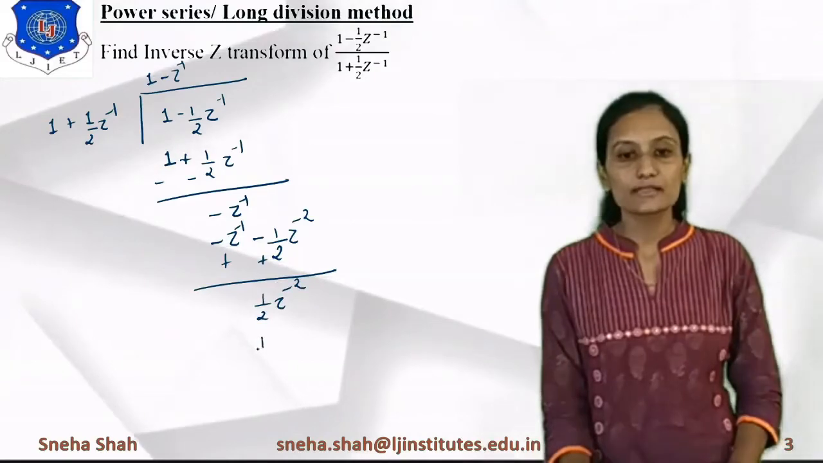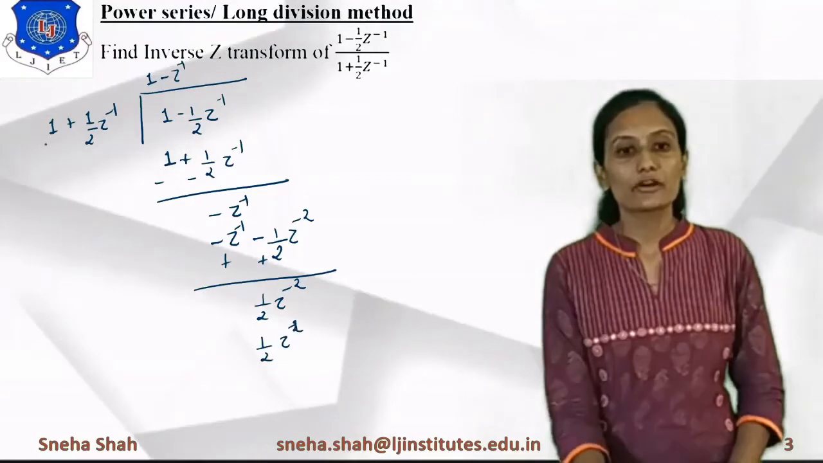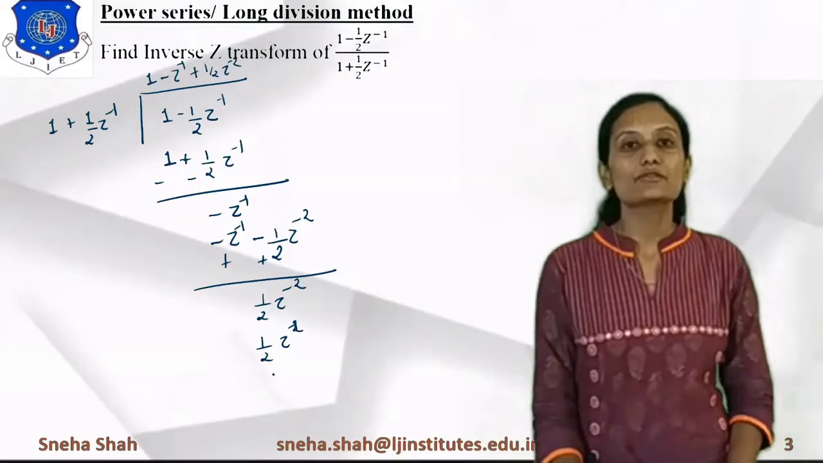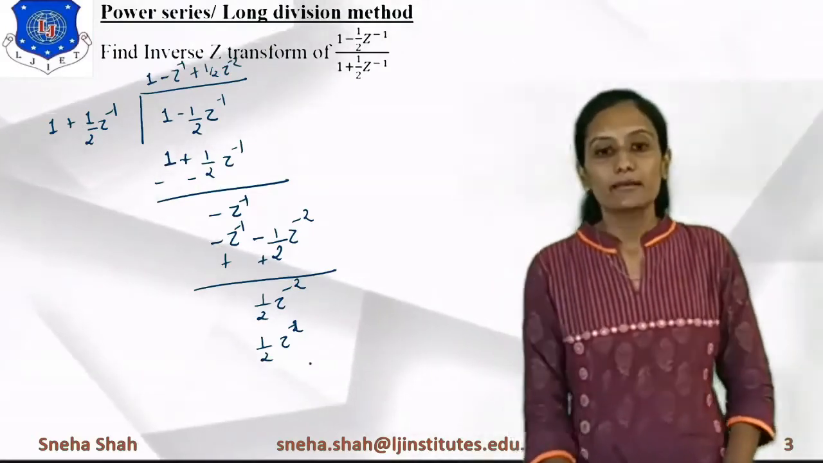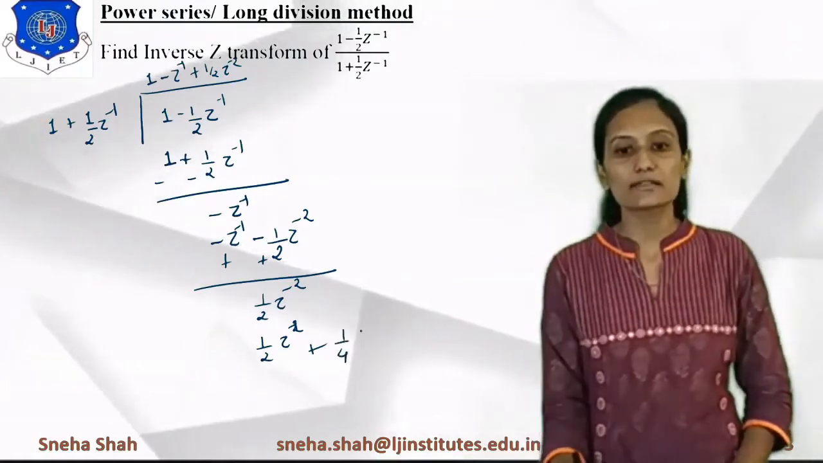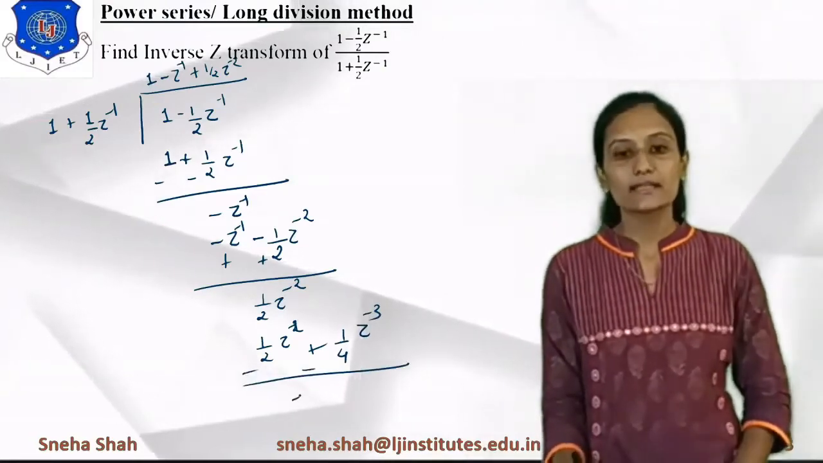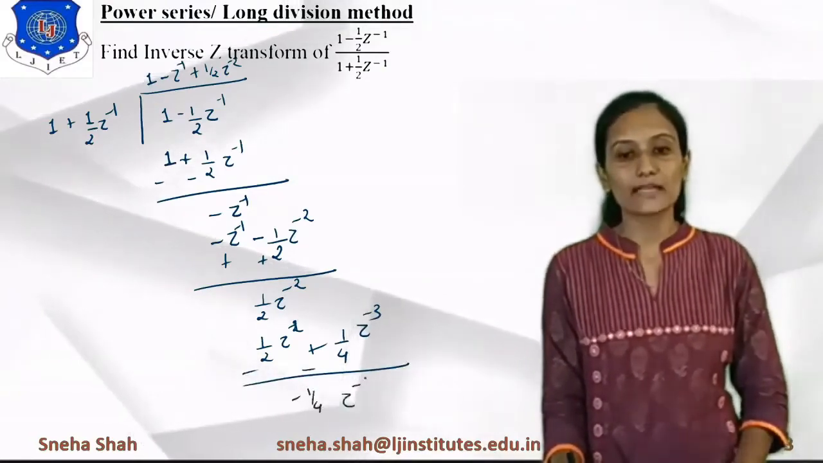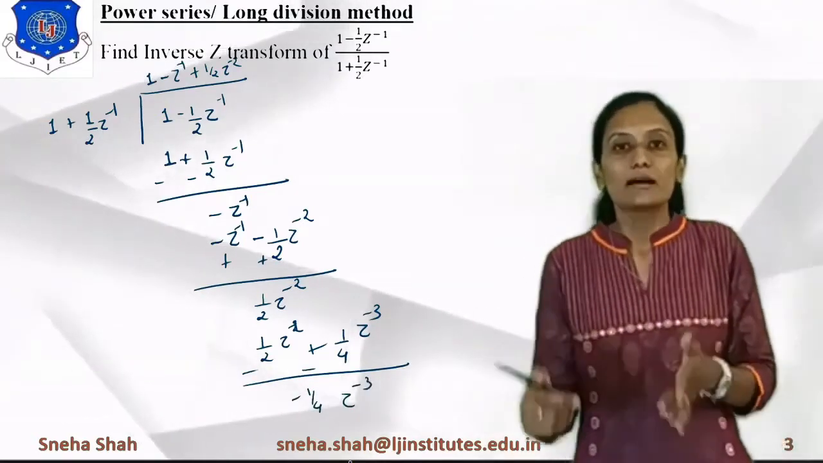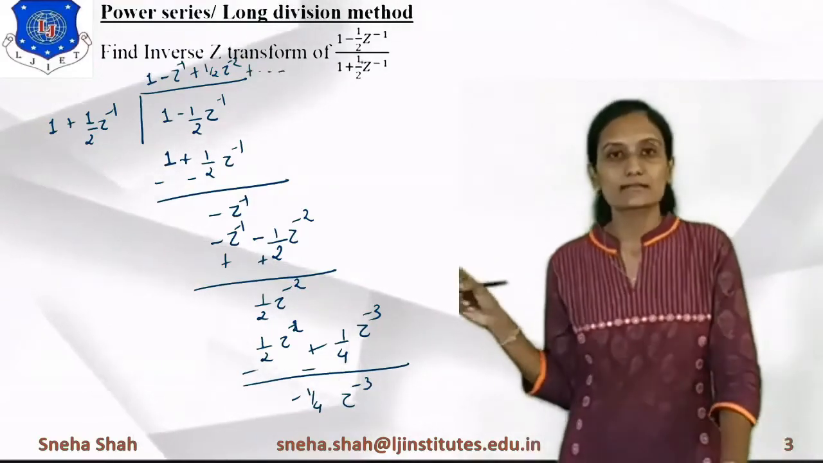Now we have to find this term which is 1/2 z^-2. For that, 1 is multiplied with 1/2 z^-2, so it gives you 1/2 z^-2, plus 1/2 into 1/2 means 1/4, and z^-1 into z^-2 means z^-3. Minus minus means this 1/2 z^-2 will be cancelled out, and this term gives you the answer equal to 1 minus 1/4 z^-3. This way we can do up to 3 to 4 terms, and after that we will write plus dot dot.